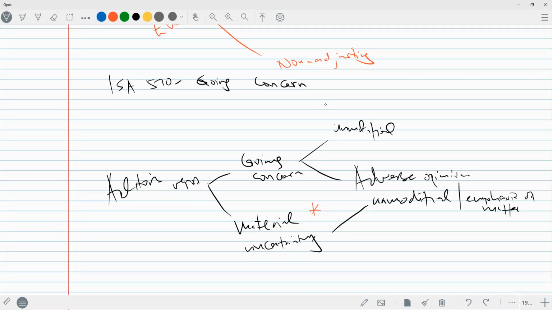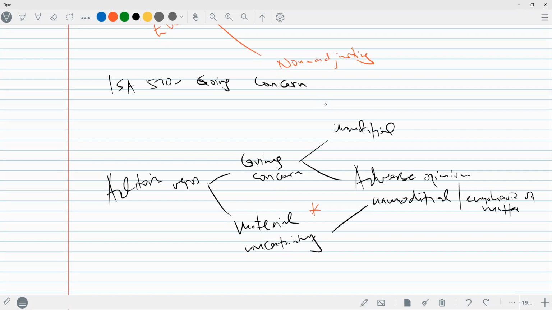You may be in jeopardy towards the chance of you operating well in future. But the management have gone ahead and made this disclosure. So in case there is a material uncertainty and the disclosure is appropriate, of course, you issue an unmodified opinion with an emphasis of matter.